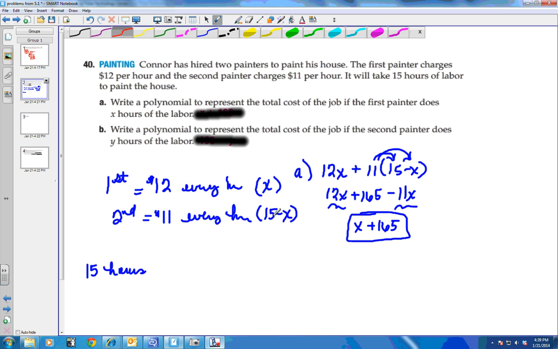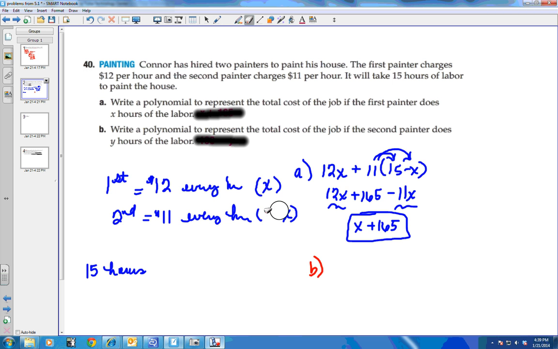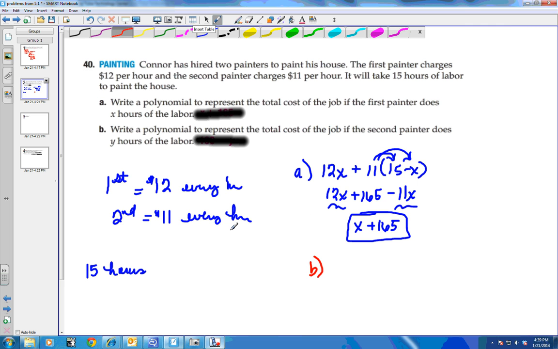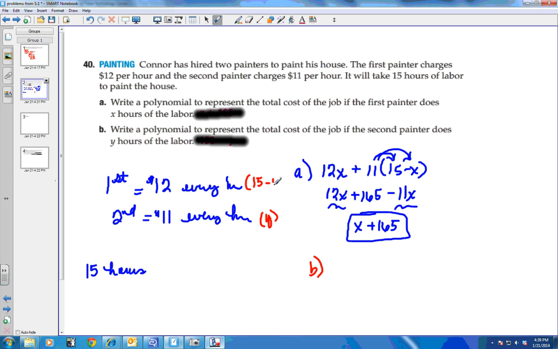Part B says, write a polynomial to represent the total cost of the job if the second painter does Y hours of labor. Okay, so I don't have this part anymore. They're changing it. So our second painter does Y amount of hours. So if he does Y and we still have 15 hours total, this guy does 15 minus Y.